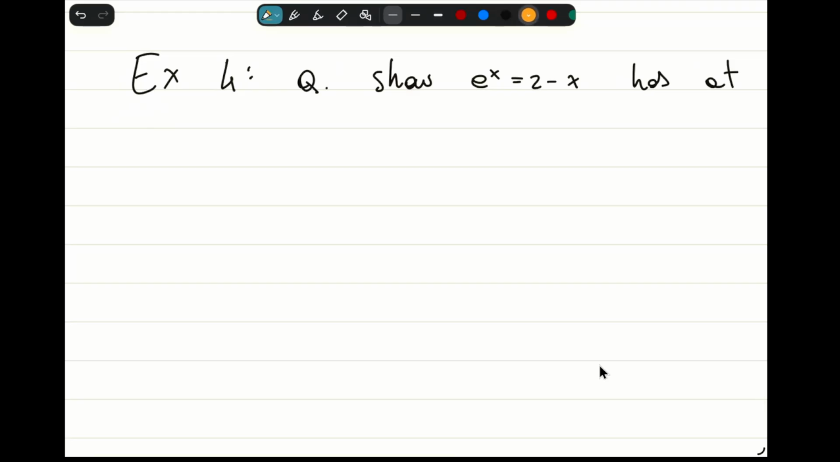So let's see. So we have our e to the x and 2 minus x. So we can really rewrite this. We could rewrite this as e to the x minus 2 plus x, just bringing them on the other side, equal to 0. And that's the first thing we're gonna do. So e to the x equals 2 minus x can be rewritten as e to the x minus 2 plus x equals 0. Just bringing them to the other side.